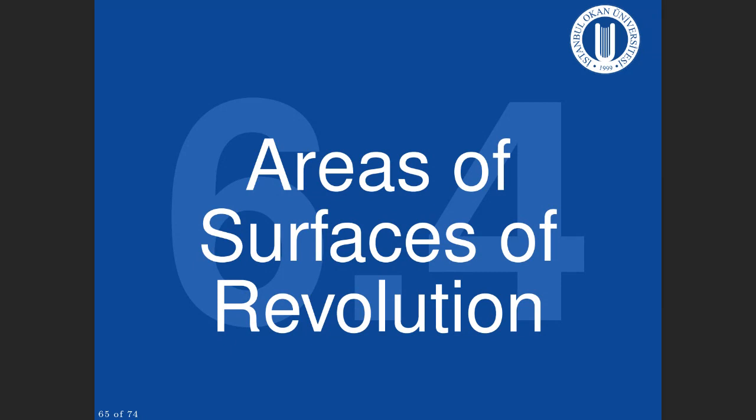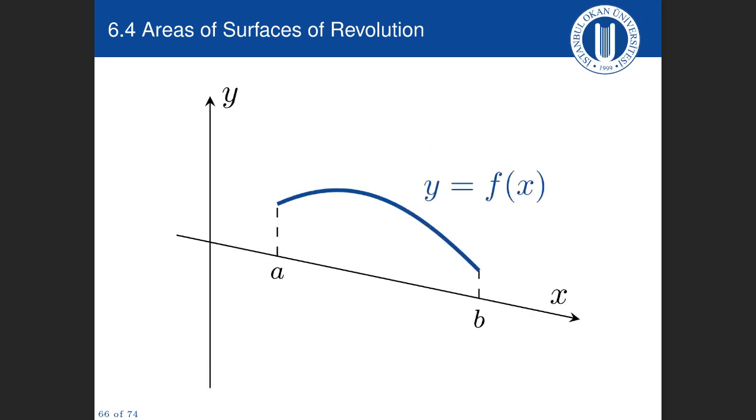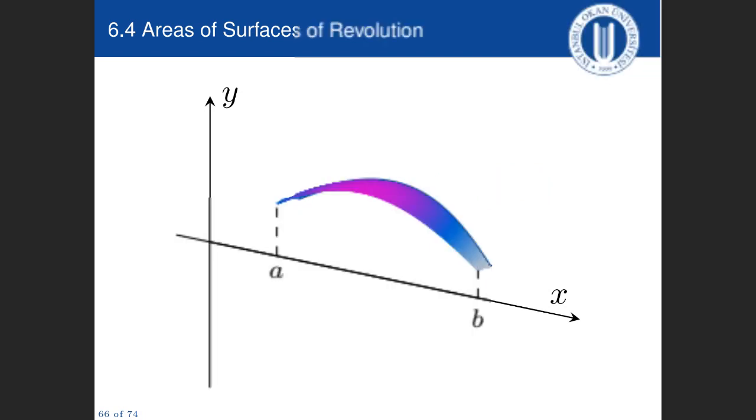And then we have one more section to cover. Areas of surfaces of revolution. Again, let's take the graph of some function. Let me rotate this around. And then I want to rotate this curve about the x-axis to generate a surface. And I'm doing that like this.